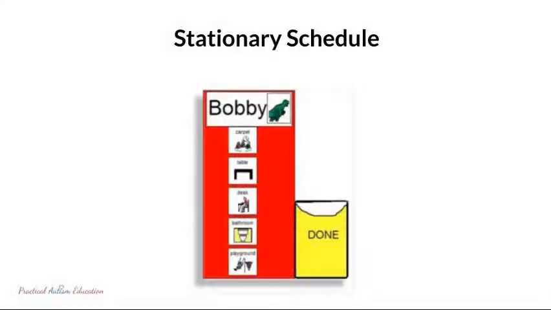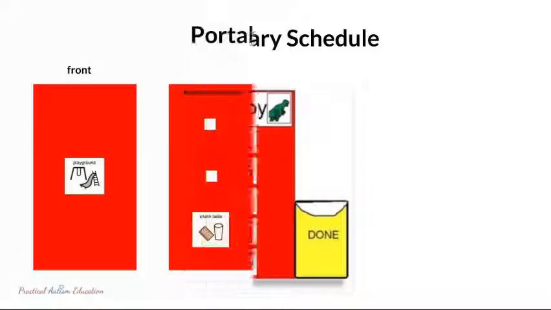A stationary schedule is one option. It will be mounted in a transition area within a space where the student spends a lot of time, for instance, in their classroom. After finishing in one space, the student returns to the transition area to check their schedule. One way of doing this is by placing a transition card into the finished envelope, taking the top icon and carrying it as they travel to the location represented by that symbol.